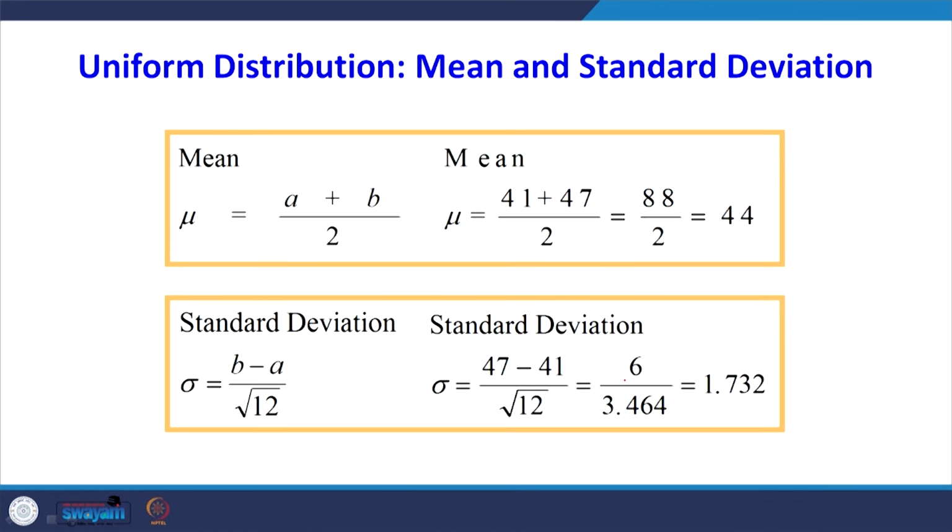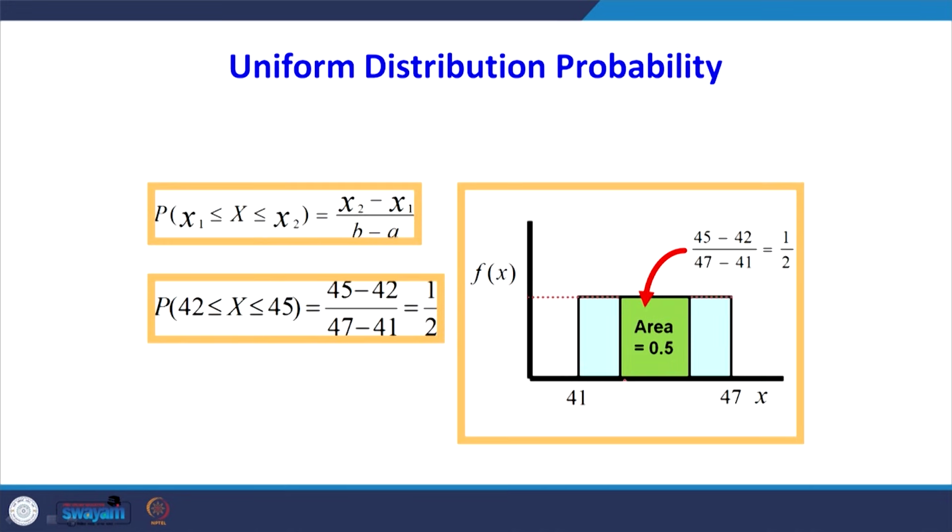Okay. So, the mean of the distribution is (41 plus 47) divided by 2. So, 88 divided by 2, 44. Standard deviation is (b minus a) divided by root of 12. So, (47 minus 41) divided by root of 12 is 6 divided by 3.464, it is 1.732.